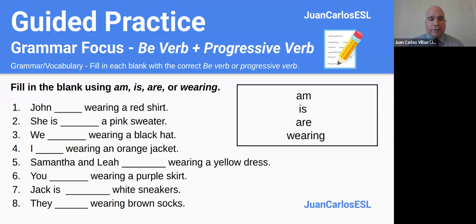So fill in the blank using am, is, are, or wearing. So John, whenever the subject is third person, the name of a person, that is third person. And if it's just one name, that means it's singular.